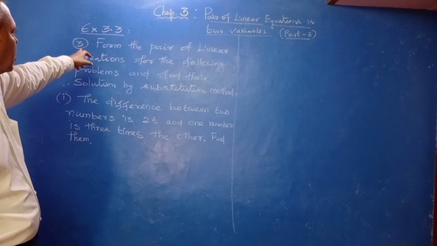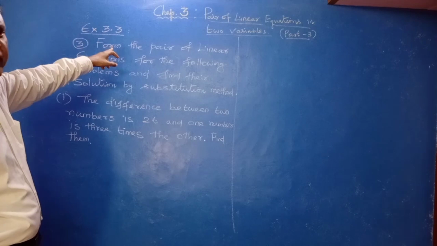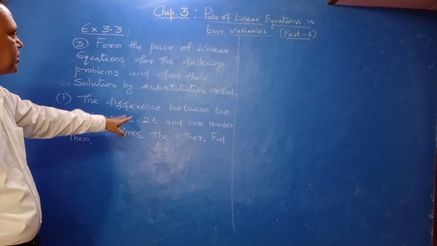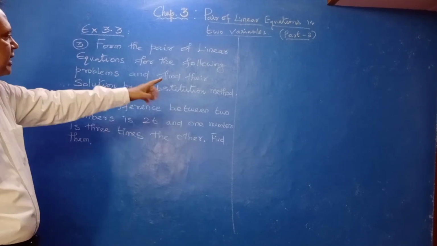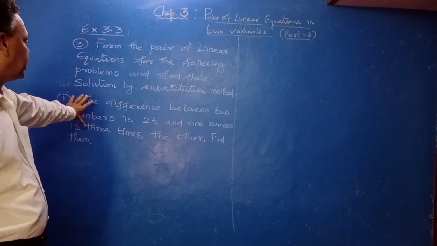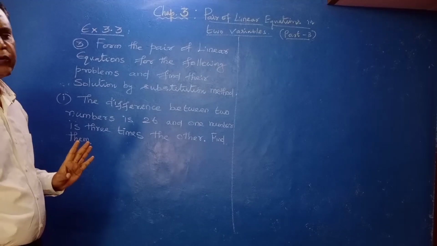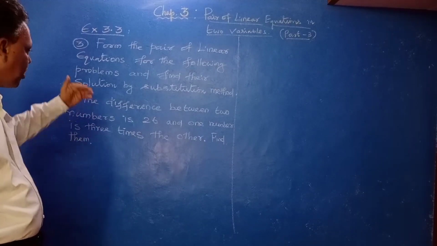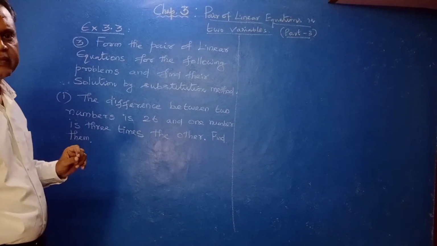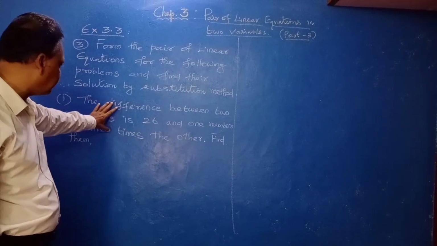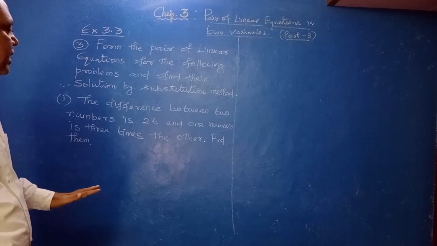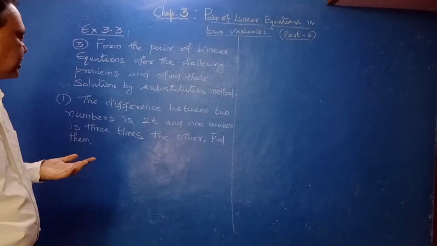You see, third problem, exercise 3.3, third problem. Form the pair of linear equations for the following problems. Find their solution by substitution method. So here you have to read the statement properly. Then according to the statement, you have to frame the equations. You have to convert this verbal form into mathematical statement. In lower class also you have studied.